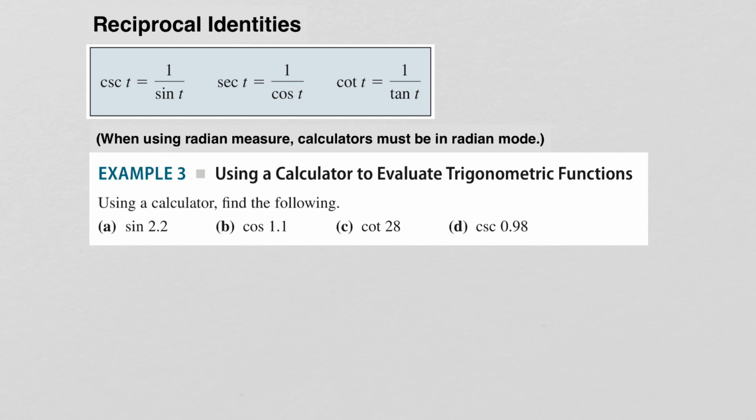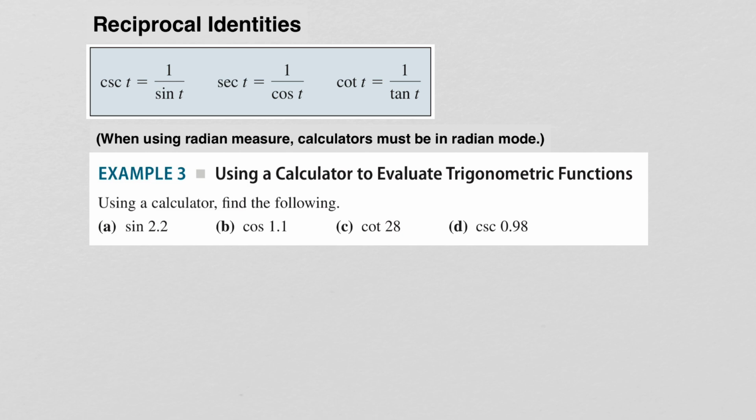Next, we have the reciprocal identities. Sine of t and cosecant of t are reciprocals, since the sine of t is equal to y and the cosecant of t is 1 over y. Secant of t and cosine of t are reciprocals for the same reason. Cosine of t is x and secant of t is 1 over x.